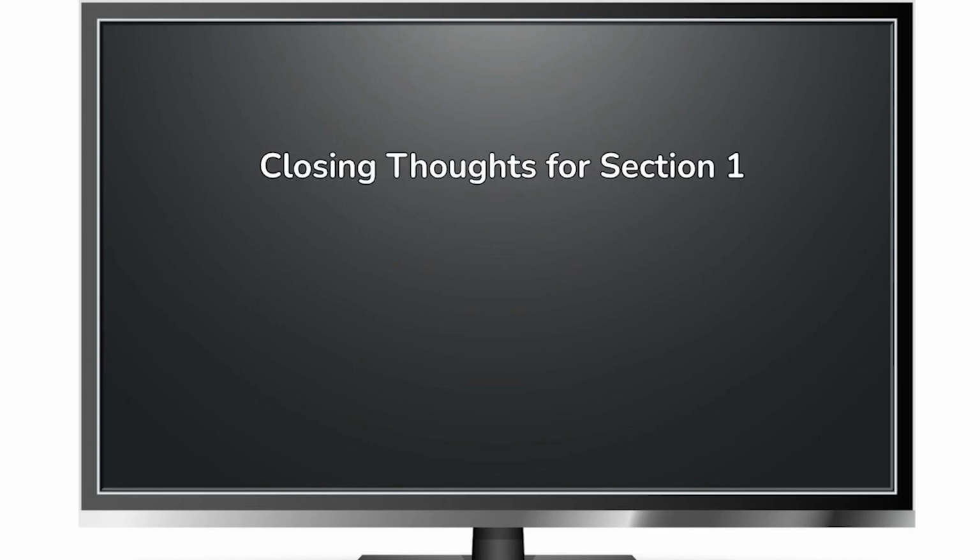Closing thoughts for Section 1. We've come a long way in this first section. We've learned what qubits are, why they're so powerful, and what makes them so difficult to control. We've explored the different types of qubits being developed and the trade-offs of each. We've seen how error correction stands as one of the biggest challenges and how researchers are racing toward the goal of practical, scalable quantum computing.